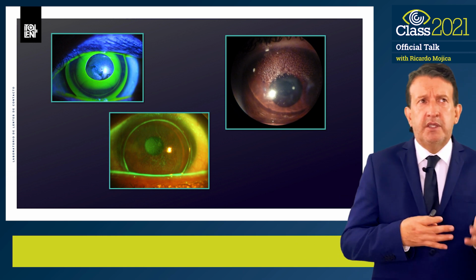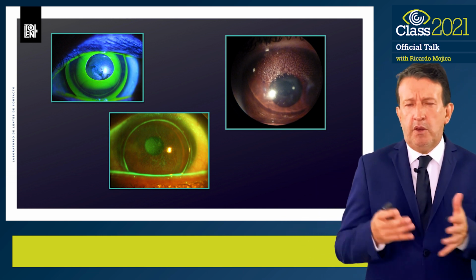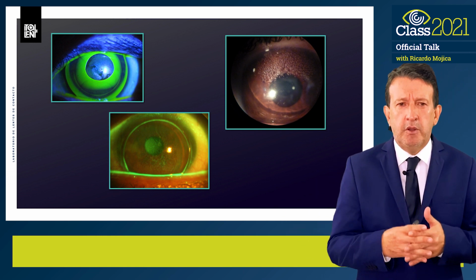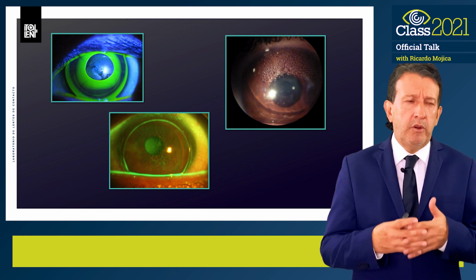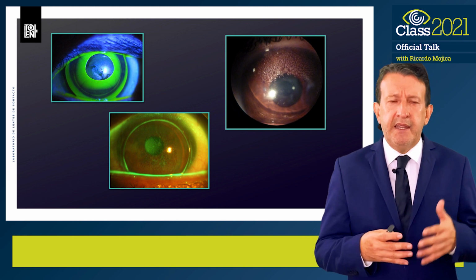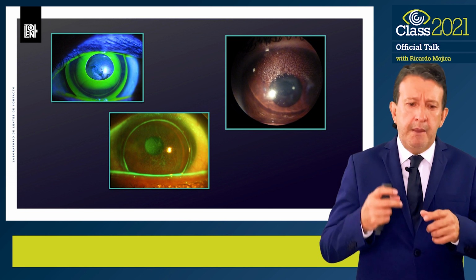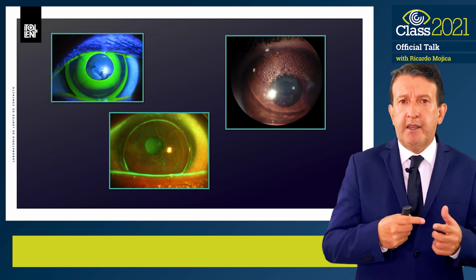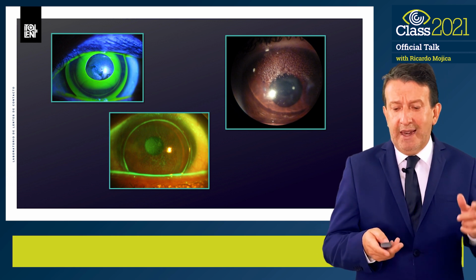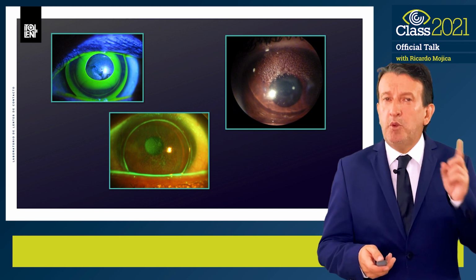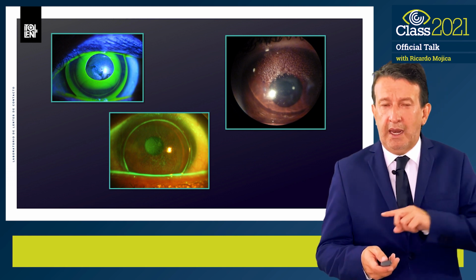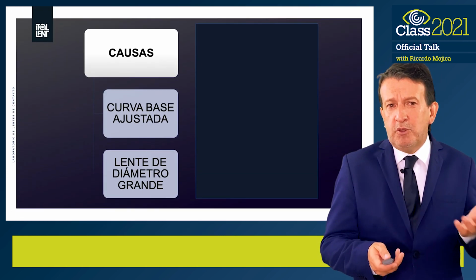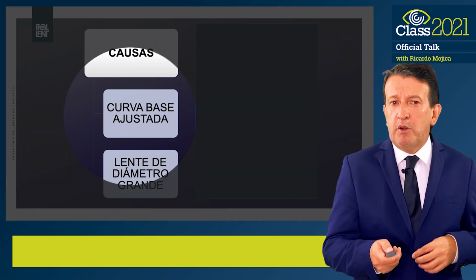And so simply follow the steps, because if a bubble is created, a bubble is an airspace, and in this case, why would there be a bubble? A bubble is an airspace between the cornea and the contact lens, which means that the contact lens is more curved than the cornea. And so if the contact lens is more curved, then what would be the cause? A very tight base curve or a very large diameter.